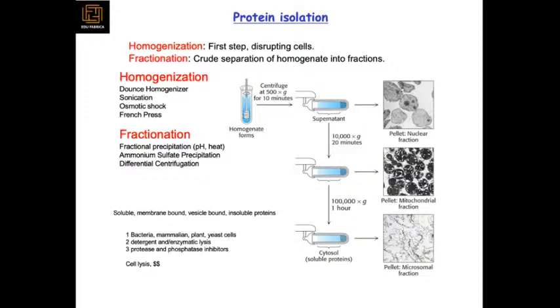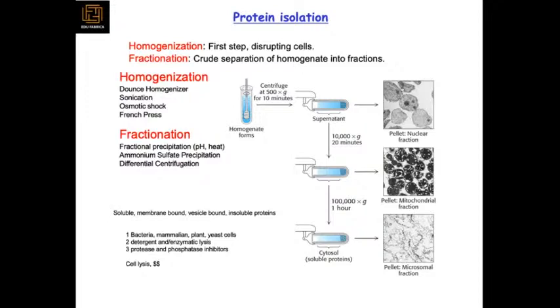Then comes the protein isolation. So there are two different steps to do so. First is homogenization, that is keeping your cells in equal amount, that you disrupt your cells. Disruption is there, distortion is there, and there's a homogenization, like everything is quite similar within. Then fractionation comes, in which your crude homogenates are separated into various fractions, and that's known as fractionation.